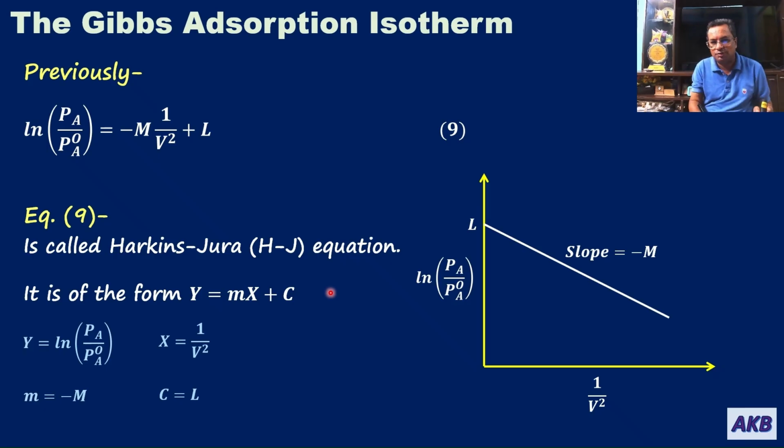So this is it. First we got the Gibbs adsorption isotherm, and then we have put it in a form that is useful. So with this, I end my discussion for the Gibbs adsorption isotherm. I hope you have understood the concept and the derivation. If you have any doubts, please mention them in the comment section.